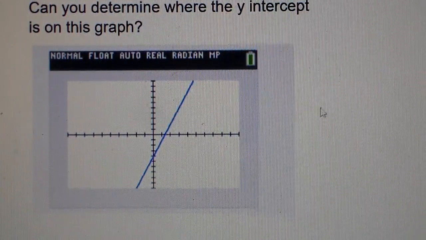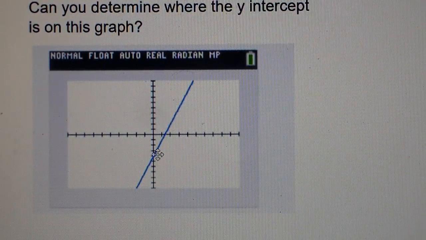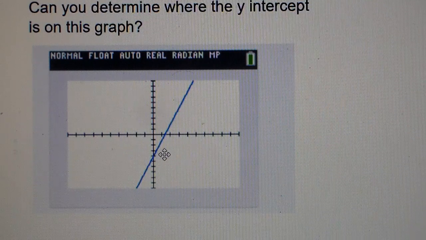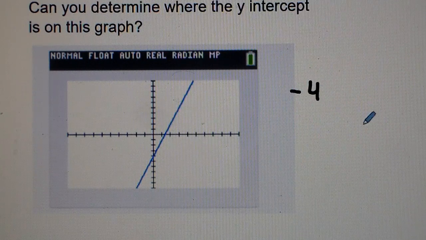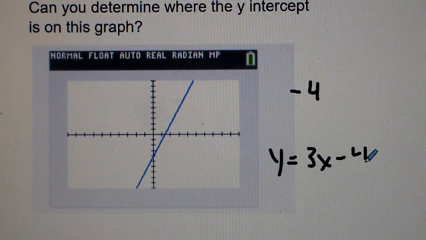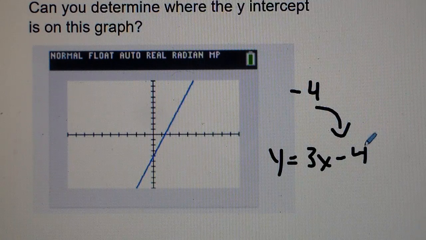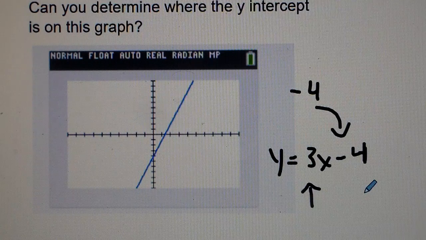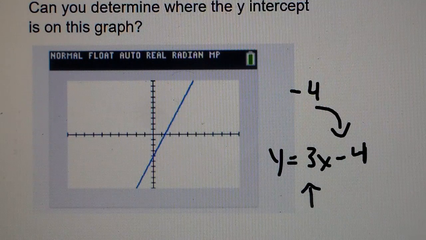Can you determine where the y-intercept is on this graph? Well, as we discussed before, we just count down 1, 2, 3, 4. It's down at negative 4 on the y-axis, so the y-intercept is negative 4. Hence why in our equation we have y equals 3x minus 4. The y-intercept comes there at the end of our equation, so negative 4. That's why it crosses at negative 4. We told the calculator what to do. This other guy, the 3, is the slope. The number in front of the x is our slope, so it means it goes up 3 over 1.